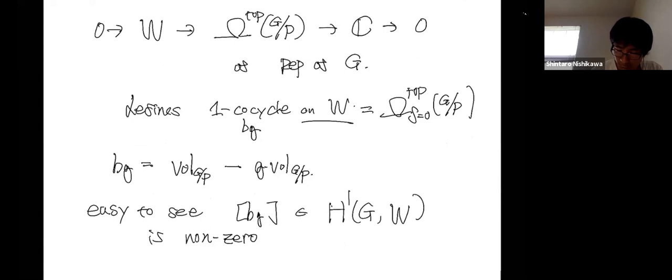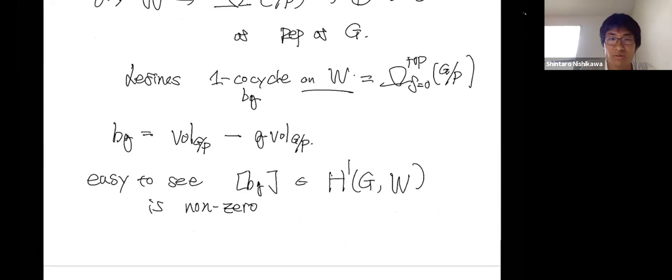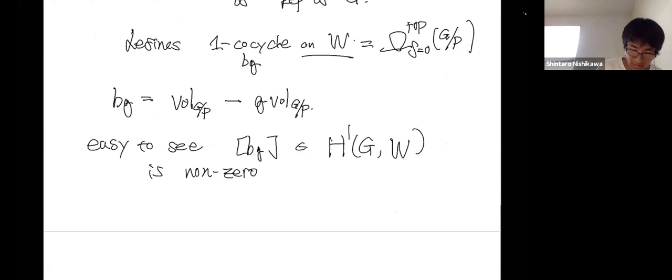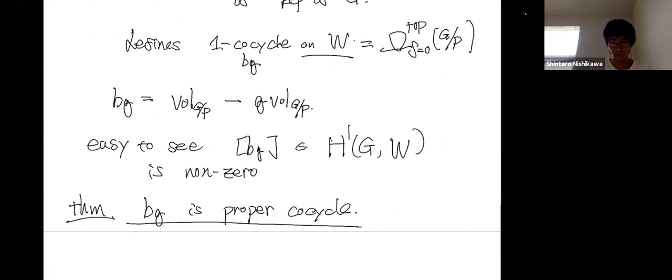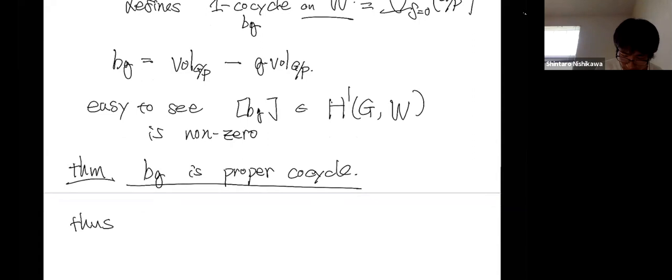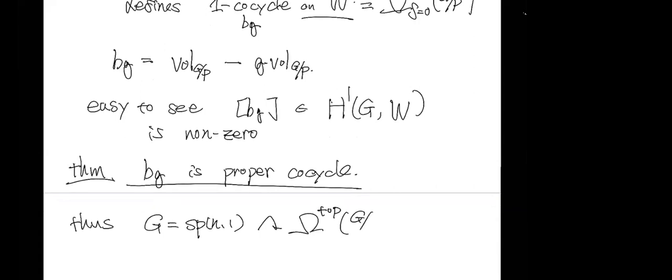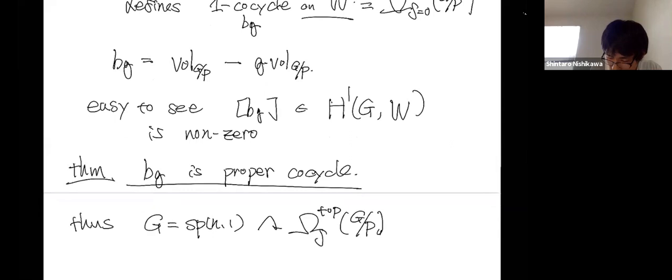And in fact, there's an abstract theorem that such a cocycle for Sp(n,1) must be proper, but I'm not going to use that. Let me state the theorem. b(g) is a proper cocycle. So, in other words, G is Sp(n,1) or SO(n,1) or SU(n,1). For us, Sp(n,1) is our interest. Sp(n,1) acting on the top degree forms on the sphere, the boundary of G over K, whose integral is zero. There's a canonical action.